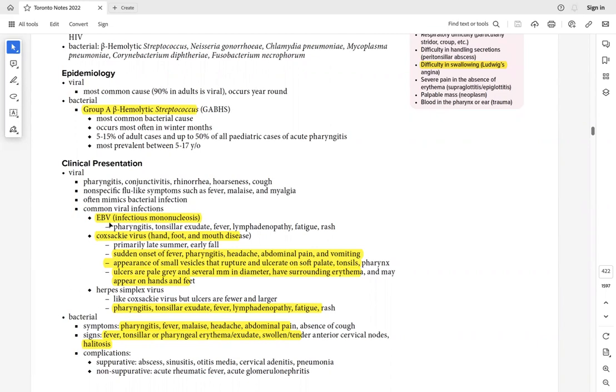Now, Epstein-Barr virus causes infectious mononucleosis, also called kissing disease. Mostly teenagers will present with it. What will they have? Pharyngitis, tonsillar exudate, fever, lymphadenopathy, fatigue, and rash.